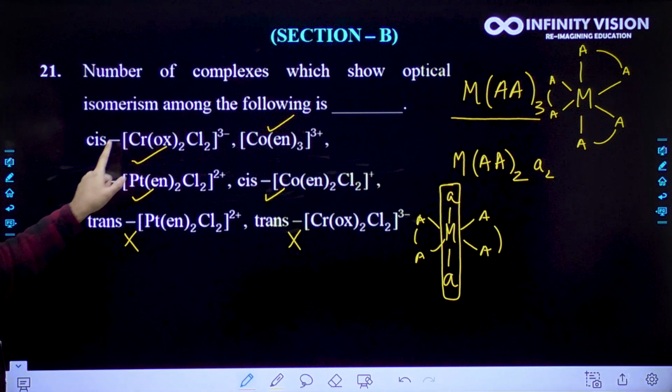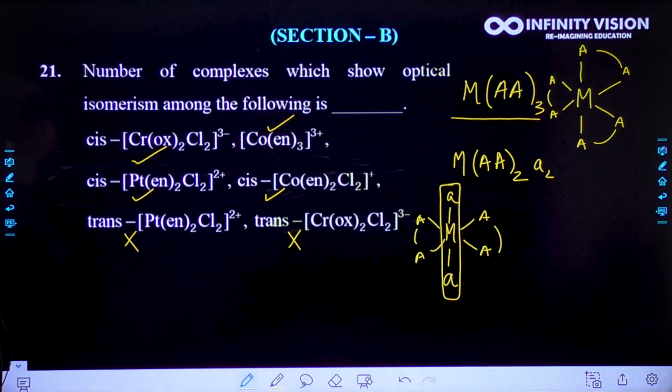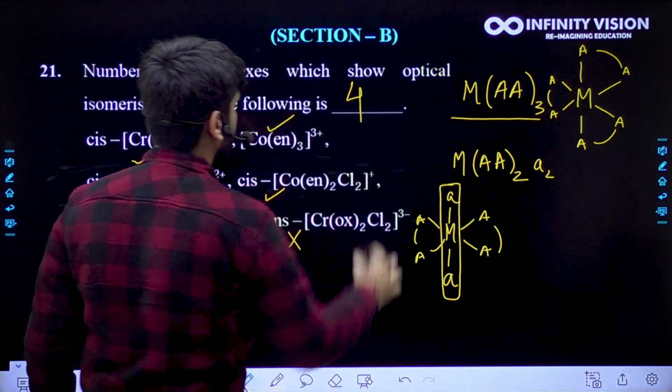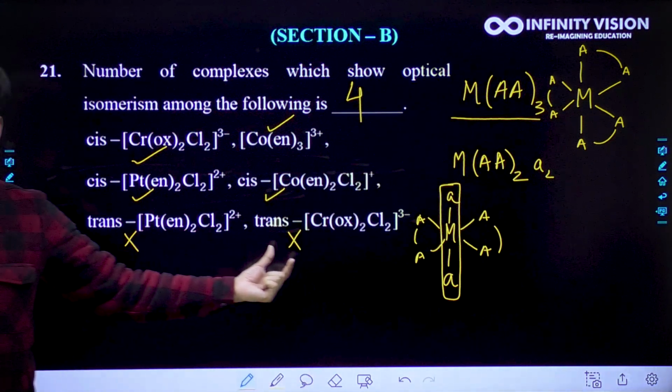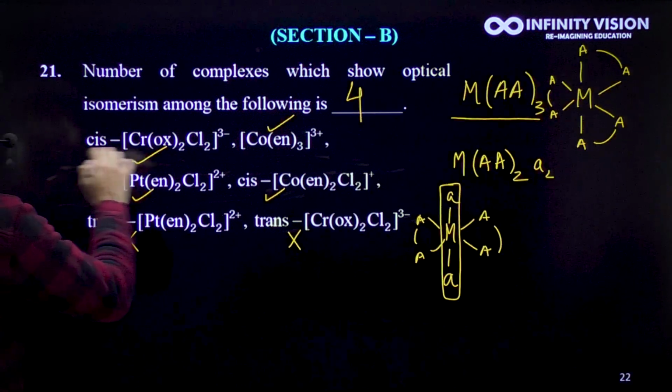So there are 4 such compounds or complexes which can show optical isomerism. So the answer is 4. But the trans form, they are optically inactive. All right? Let us discuss the next question.